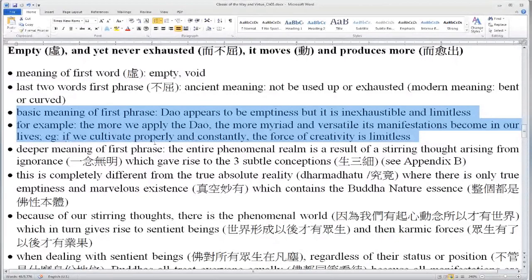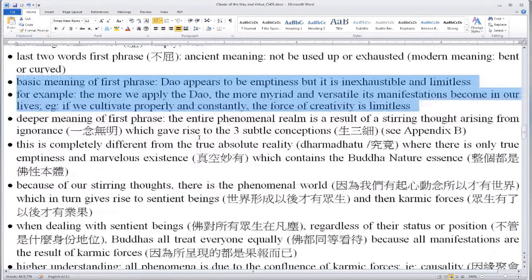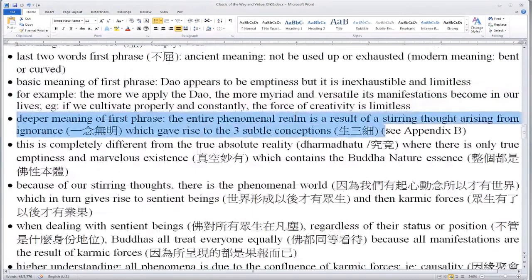So if we cultivate properly, continuously and constantly, the force of creativity is limitless. That would be an example in our daily lives if we apply the Tao properly. That's what we have to cultivate properly. The deeper meaning of this is more complicated.